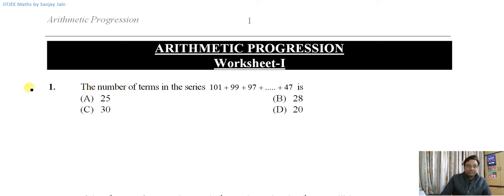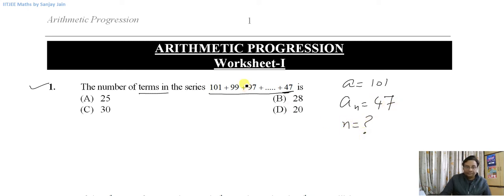So the first question here is the number of terms in the series. Now in this series the first term is 101 and 47 is, let us say, nth term. So nth term is 47 and I need to find n, that is number of terms. And what is common difference? Common difference is, let us say, d. It is equal to 99 minus 101, that is negative 2. So we have got a negative common difference. That is why this is a decreasing AP.